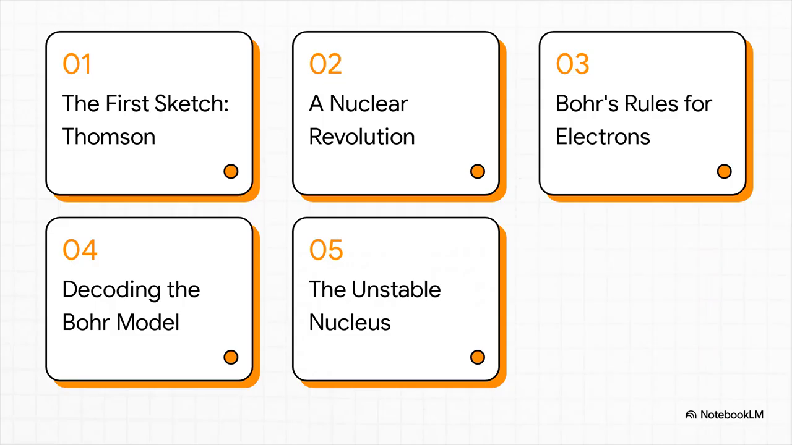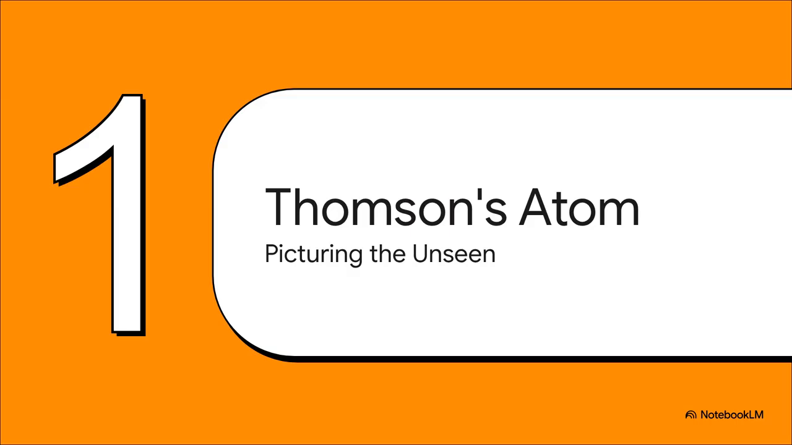Okay, so here's what we've got on tap. We'll start with Thomson's first sketch of the atom, then see how Rutherford totally changed the game. After that, we'll dive into Bohr's wild new rules for electrons, decode his model, and finally, we'll get into what happens with an unstable nucleus. We're talking decay. All right, let's kick things off.